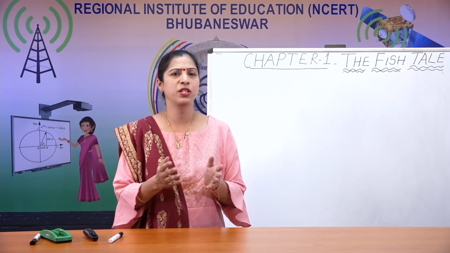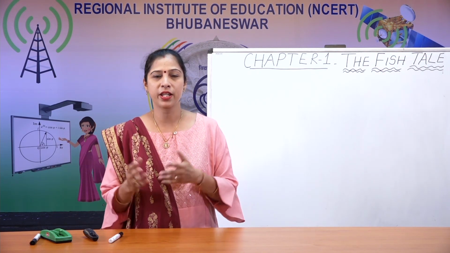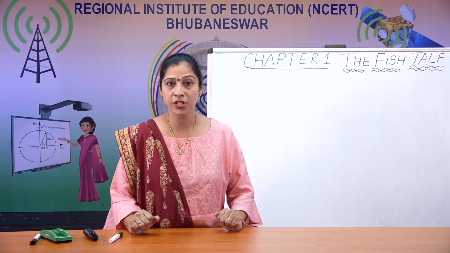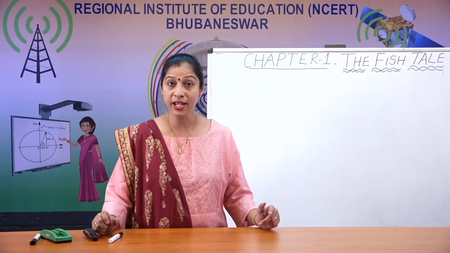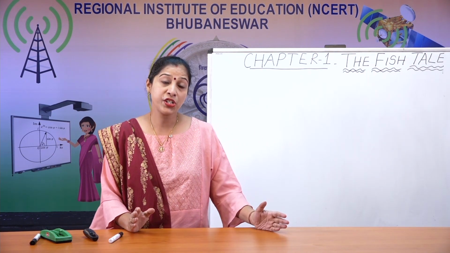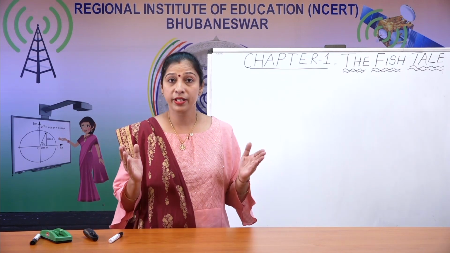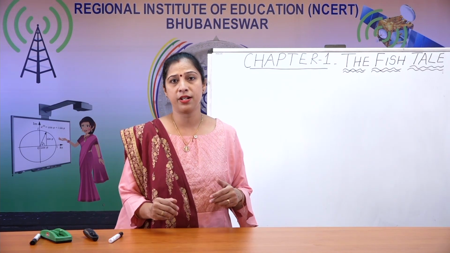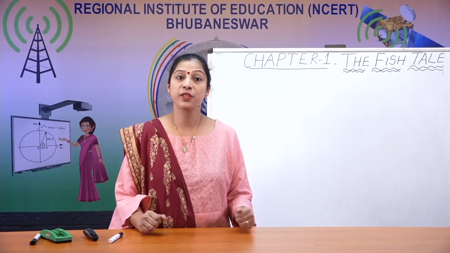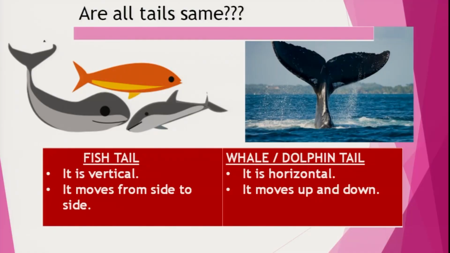The rohu fish or maybe the kingfish, their tail is different from the whale shark or the dolphin. Why? Dolphin is also a mammal. Now the fish tail which the kingfish or the shark or the rohu fish has is vertical, and it moves from side to side.